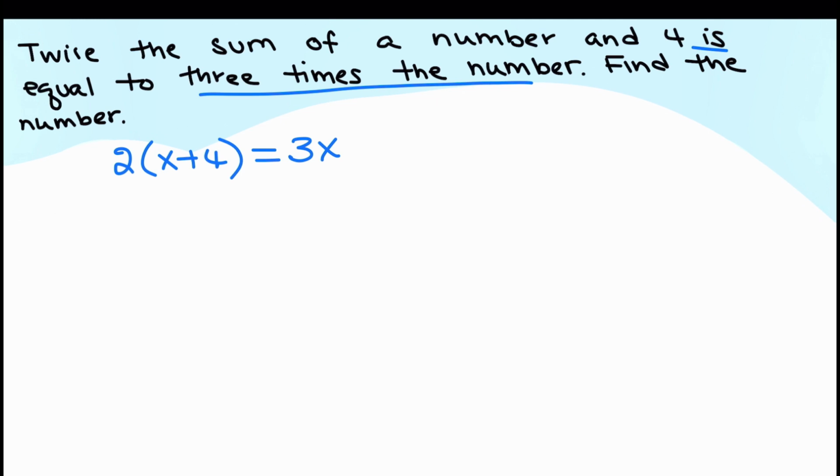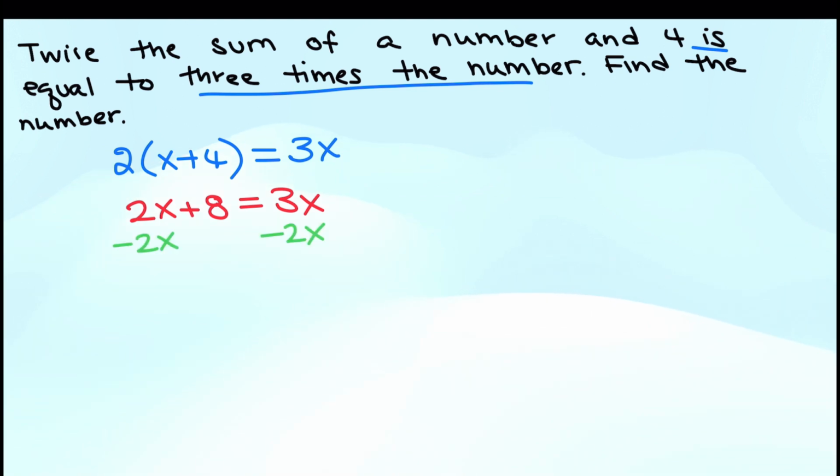And now we can solve this using the strategies we've learned in the past. We can simplify by distributing the 2. So 2x plus 8 equals 3x. And then we can isolate the variable. So if I want to put the x's on the right-hand side this time, I can subtract 2x from both sides, and I'm left with 8 equals 1x. And that's my answer. X equals 8.